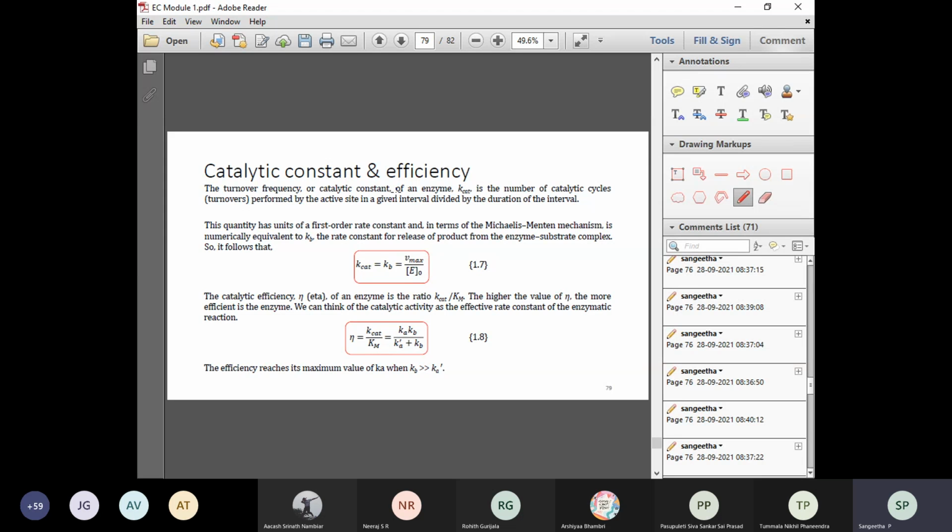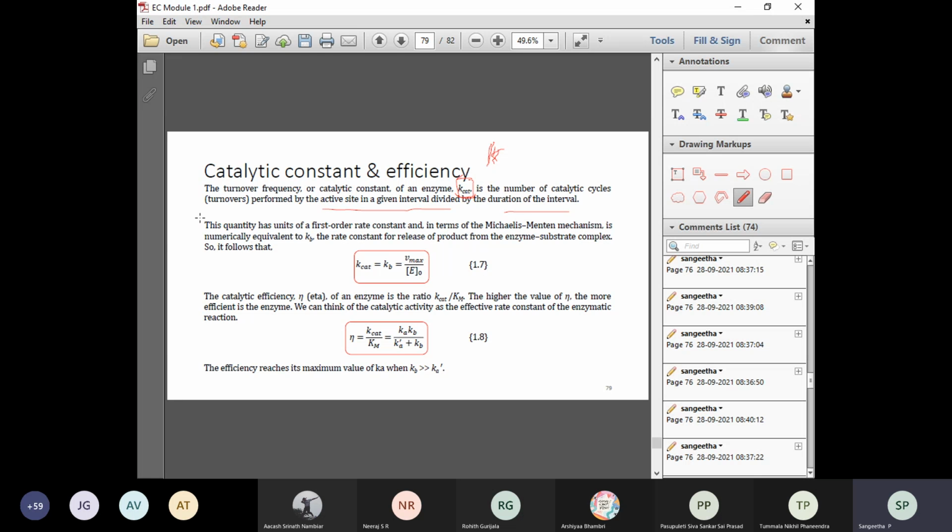Now, catalytic constant and efficiency. The turnover frequency or catalytic constant of an enzyme can be written as Kcat. Try to remember all the terminologies and small expressions and the way you represent them, because that is very important when you come to the derivations. The catalytic constant of an enzyme, Kcat, is the number of catalytic cycles performed by the active site in a given interval divided by the duration of the interval.